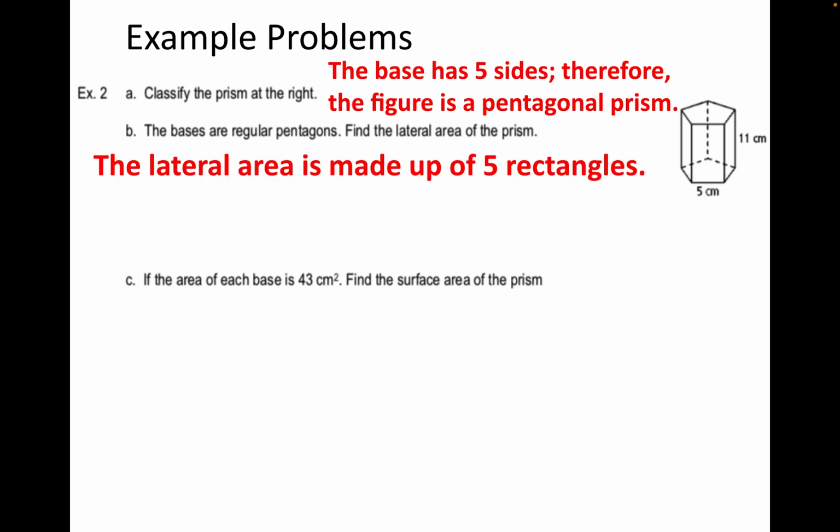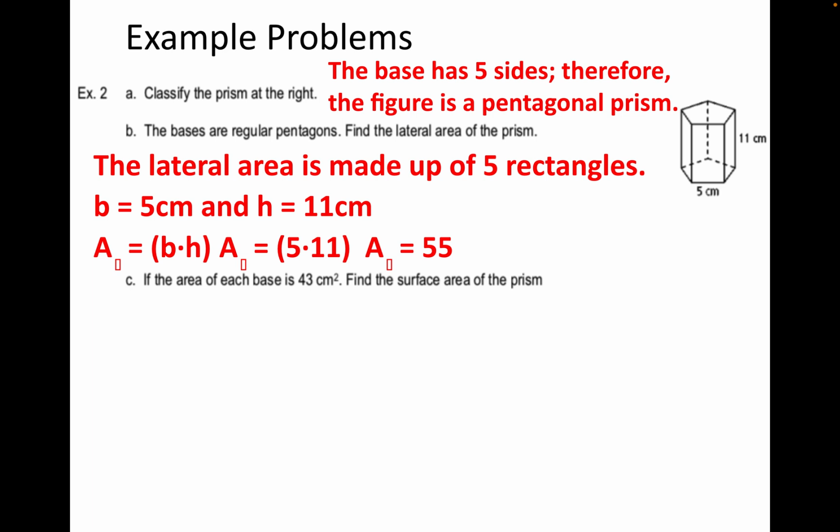Find the lateral area. Okay, the lateral area is made up of 5 rectangles. Each one has a base of 5 and a height of 11. So that would be 55 for each. And we have 5 of them. And so 5 times 55 would be 275 square centimeters.